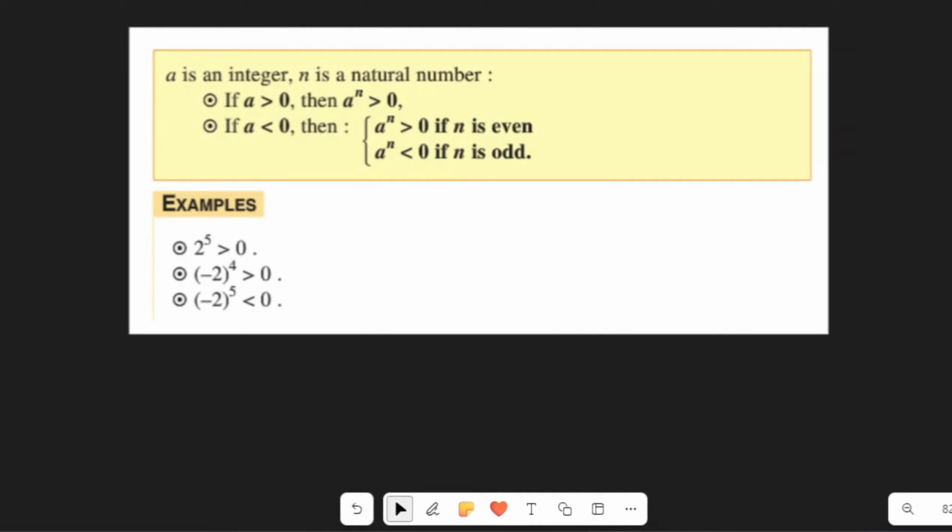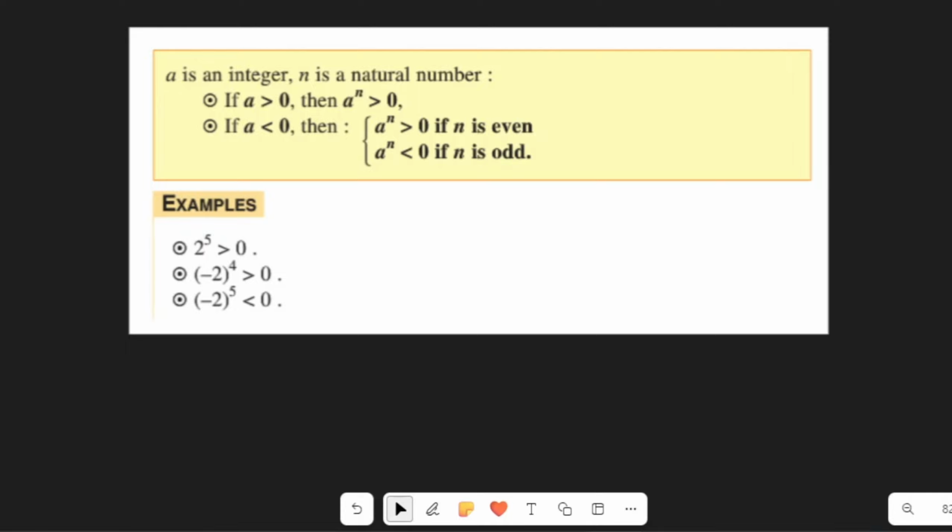So let's say we have 2 to the power 5. 2 is greater than 0. Therefore, 2 to the power 5 is going to be greater than 0. Now we have negative 2 to the power 4. Negative 2 is less than 0. And then you look at the exponent. 4 is an even number. Therefore, negative 2 to the power 4 is going to be greater than 0.